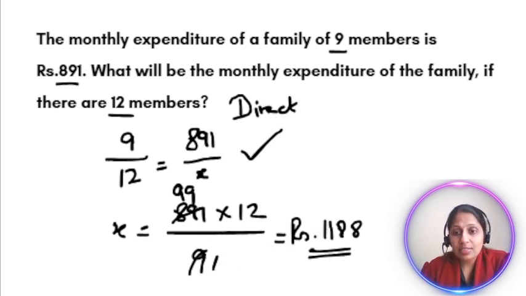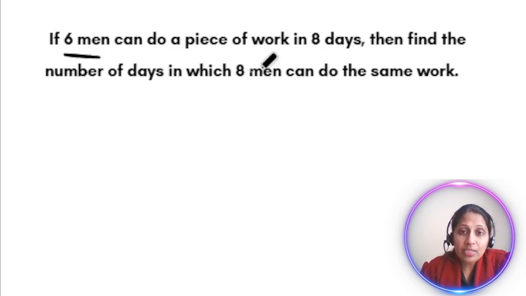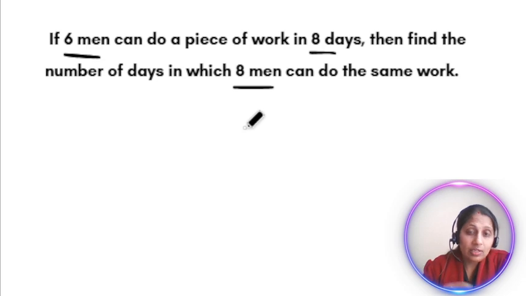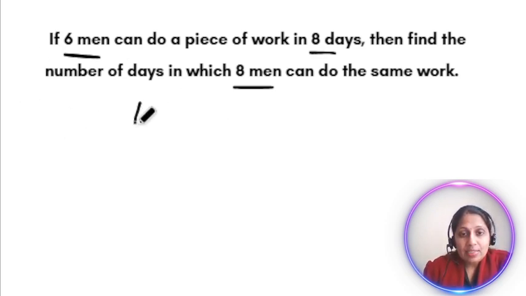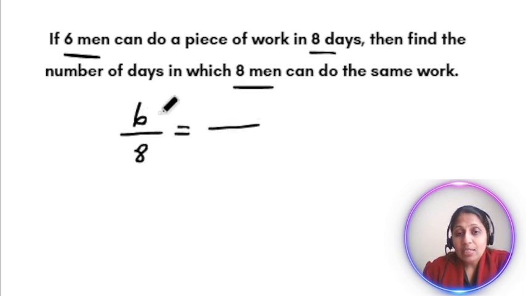So let's discuss the next one. The question is, 6 men can do a piece of work in 8 days. Then find the number of days in which 8 men can do the same work. Now the number of people is increasing, so it is inversely proportional. So 6 men do it in 8 days. So 6 by 8, since it is inversely proportional, 6 men can do it in 8 days. Right here. So 8 men can do it in how many days?